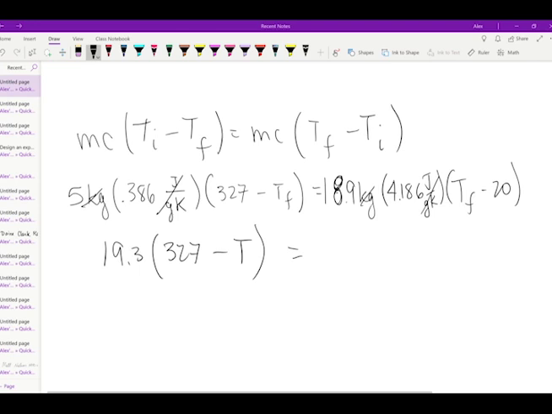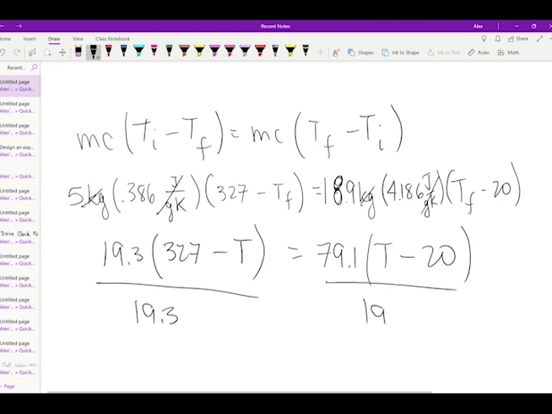Okay, and that's going to equal T or just T minus 20. So we don't need the F anymore. There's only one T. Okay, so I gotta get T all by itself. So first things first, let's get rid of this 19.3 from both sides. Cancel, cancel. 79.1 divided by 19.3, and we get 4.10.